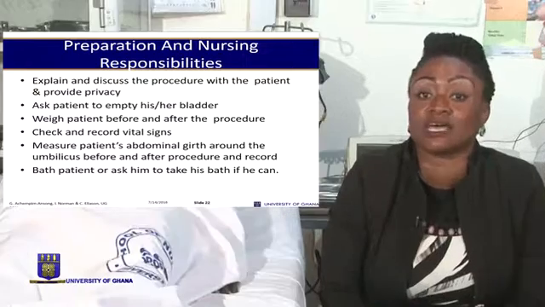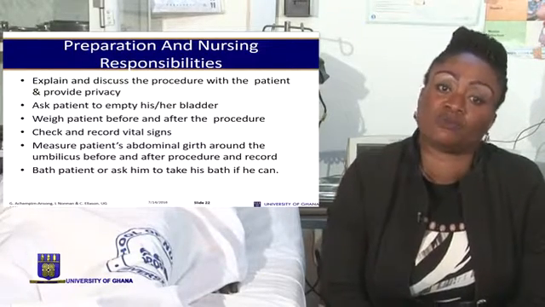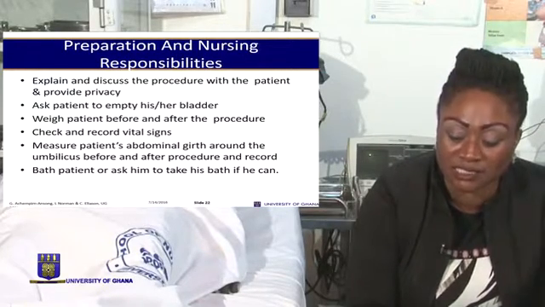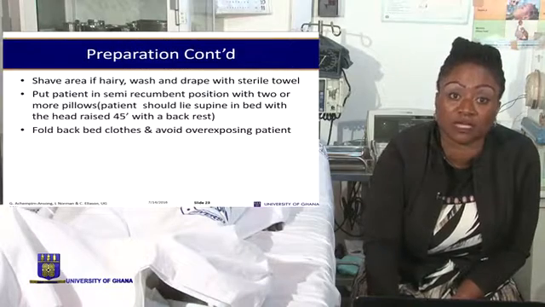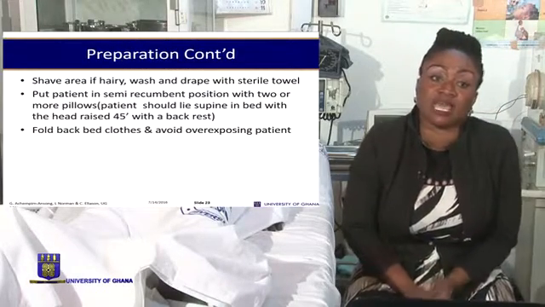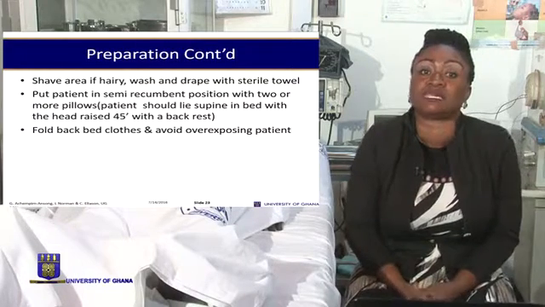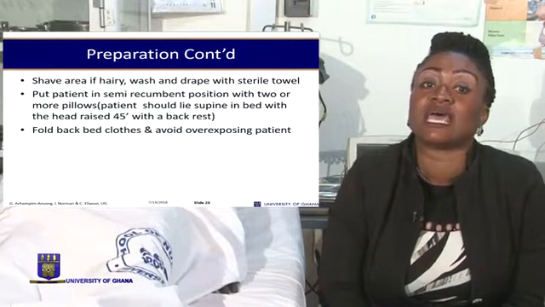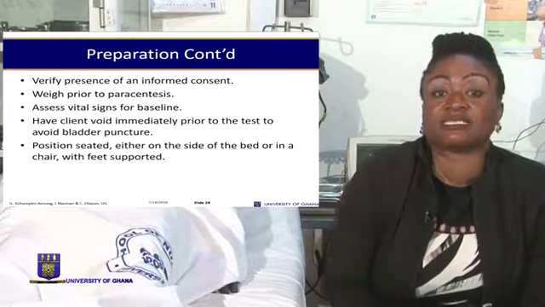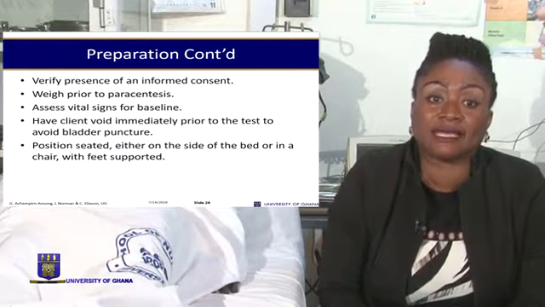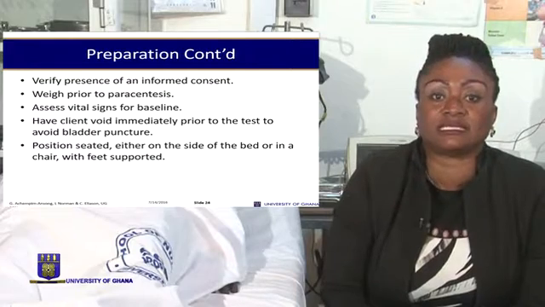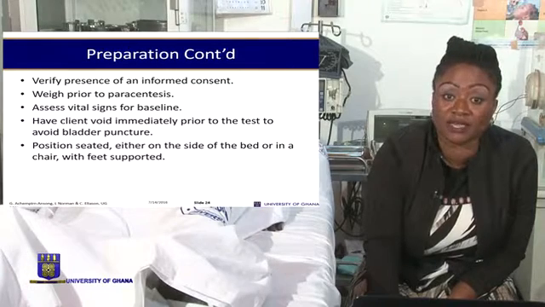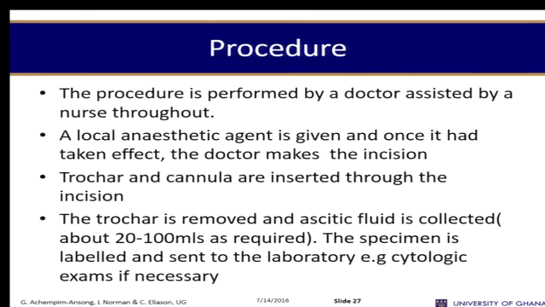We need the baseline data to compare and see if the patient is entering into a state of shock. The patient's hygiene needs are also seen to, or the patient takes his or her bath. If the patient is hairy, the area may be shaved. Then the patient is placed in the semi-recumbent position, and the bed clothes are protected and folded back. The patient signs informed consent, and we also weigh the patient. For position, the patient can be seated either on the side of the bed or in a chair with the feet supported.